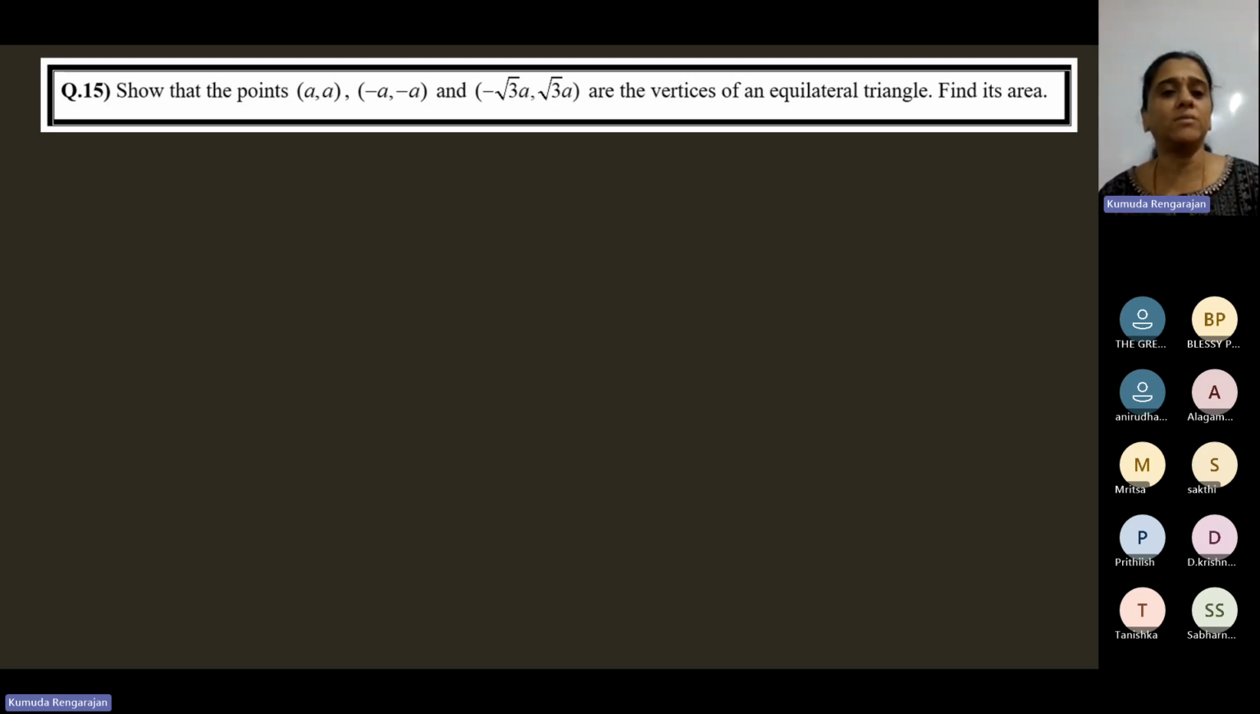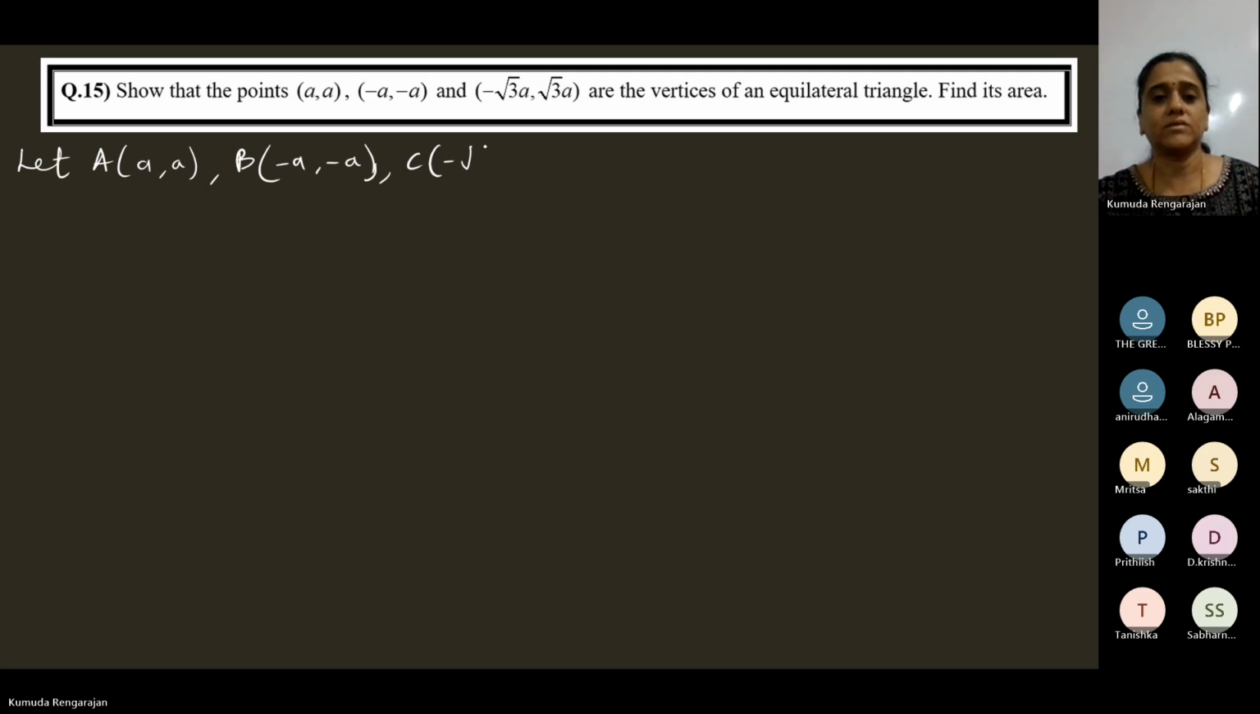Show that the points A, A, minus A, minus A, and root 3 A, minus root 3 A are the vertices of an equilateral triangle. Find its area. Okay. So let them be A, B, C. We'll just do this together. Or if you can listen and write, fine, you can write. But I'll share the image. If you're not able to complete, I'll share the image on WhatsApp.